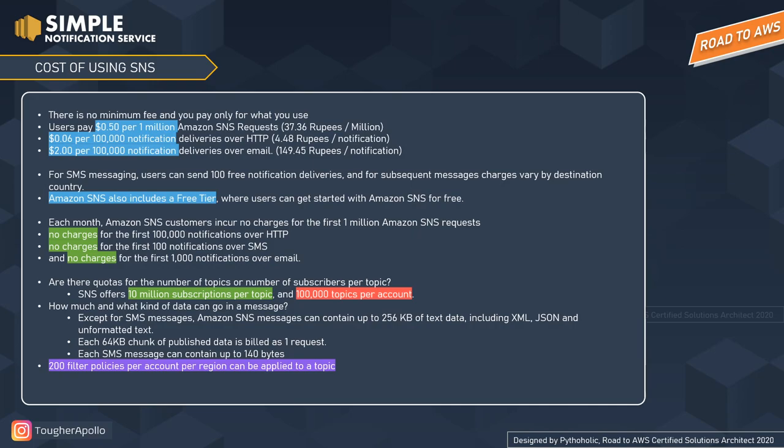So now, last but not the least, let's talk about the cost usage of SNS. Starting off with the good part, there is no minimum fee and you pay only for what you use. Users would have to pay $0.50 per 1 million Amazon SNS requests. If we convert that to Indian rupees, it is around 37.36 rupees per million, and $0.06 per 100,000 notification deliveries over HTTP. If you convert that to Indian rupees, we have 4.48 rupees.